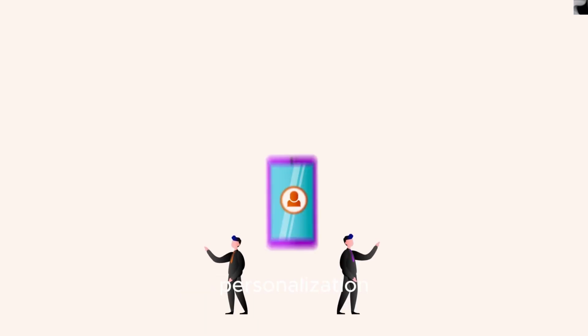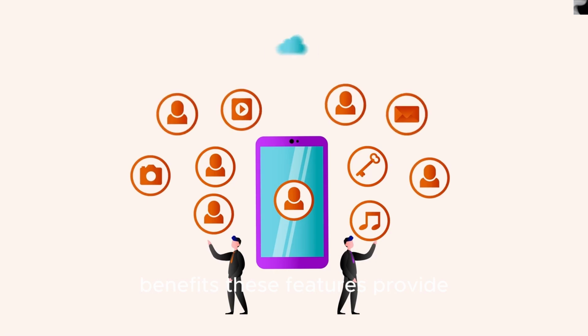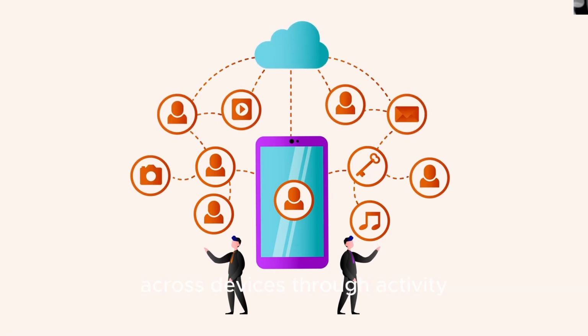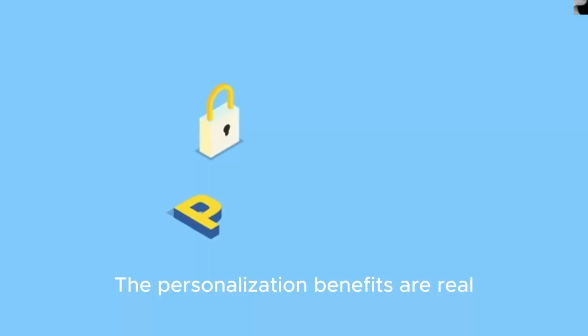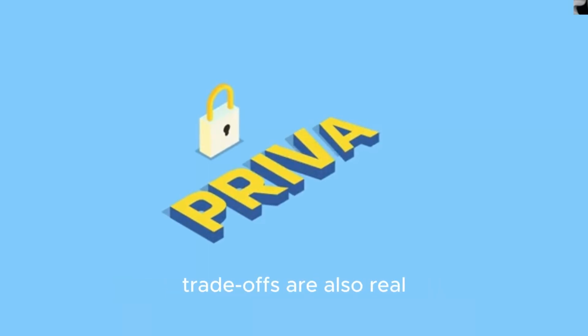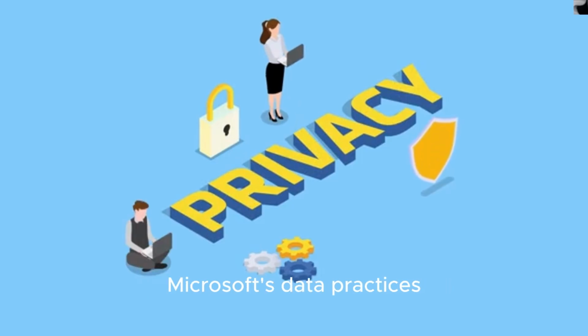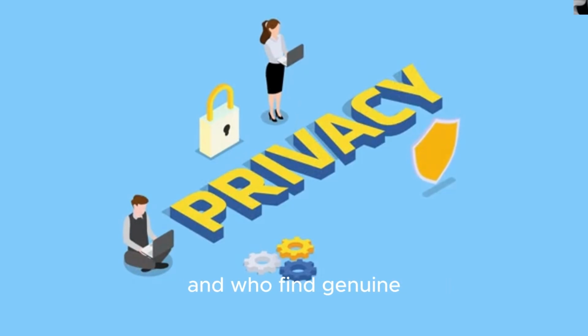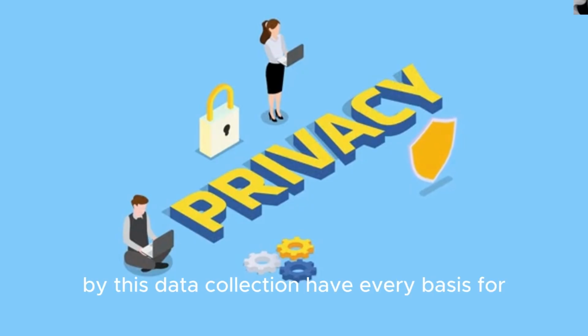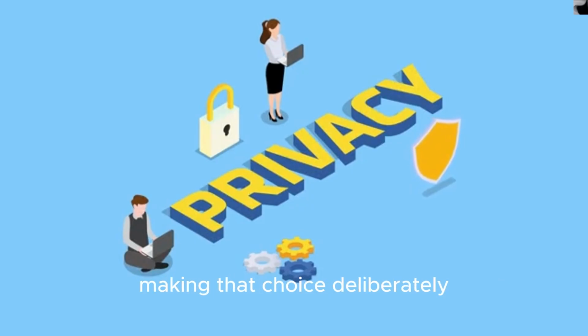For users who value the personalization benefits these features provide, relevant recommendations in Windows Search, consistent experience across devices through activity synchronization, AI-assisted productivity through Recall, keeping some or all of these features enabled may be a reasonable choice. The personalization benefits are real, even if the privacy trade-offs are also real. Users who are comfortable with Microsoft's data practices, who read and accept the privacy documentation, and who find genuine value in the features enabled by this data collection have every basis for making that choice deliberately.